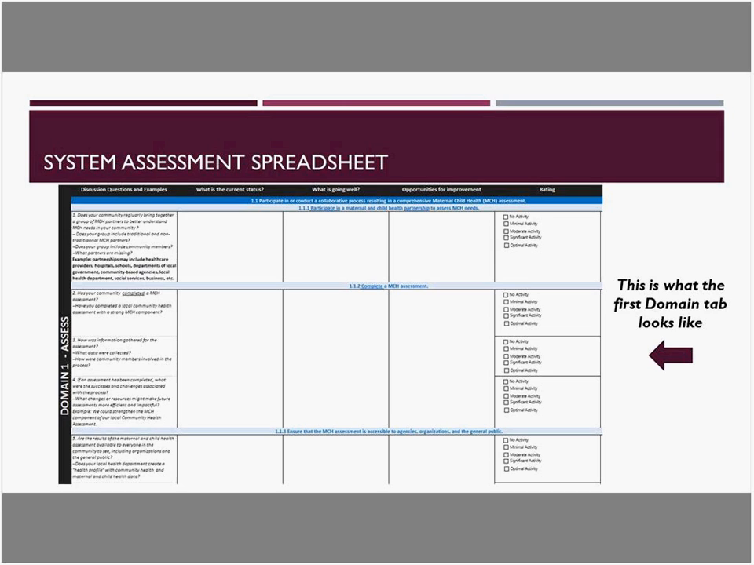So this column, the first column, will have the sorts of questions that your group will discuss. So this one is, does your community regularly bring together a group of MCH partners to better understand MCH needs in your community, with some sub-questions? Does your group include traditional and non-traditional partners? Does your group include community members?